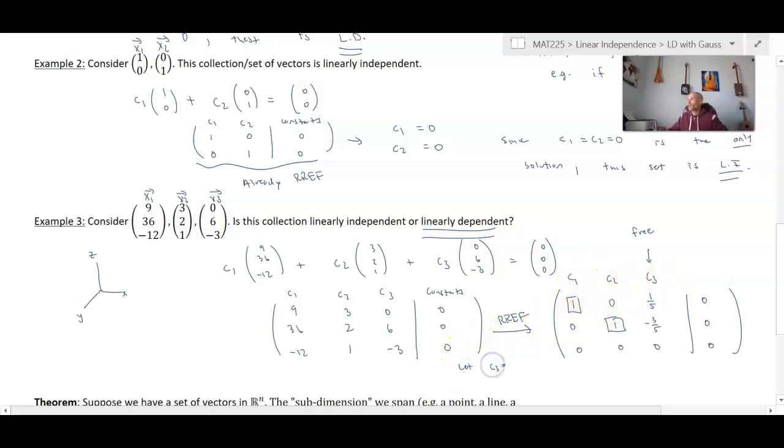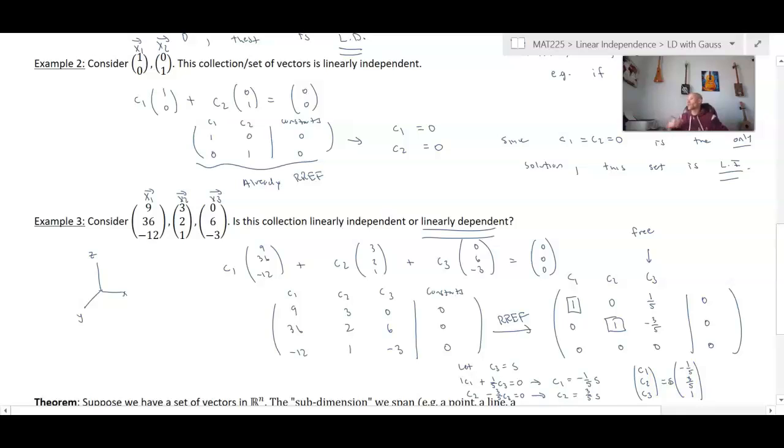So let C3 be some constant. The first equation says that 1C1 plus 0C2 plus 1/5 C3 equals 0. And that translates to C1 equals negative 1/5 of whatever C3 is, which is S. Second equation says 0C1 plus C2 minus 3/5 C3 equals 0. So that means that C2 is going to equal 3/5 of S. So our solution would be the vector C1, C2, C3 equals, we'd have negative 1/5 S, C2 is 3/5 S, and C3 is 1S, and I'm just going to go ahead and factor that S out right away.